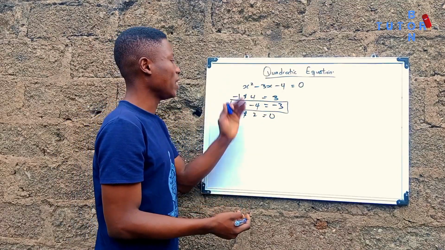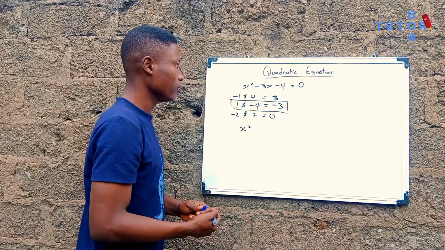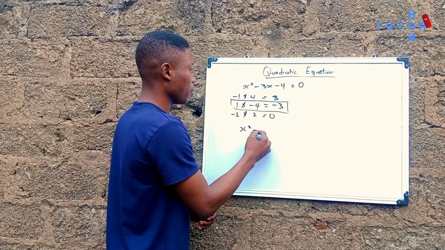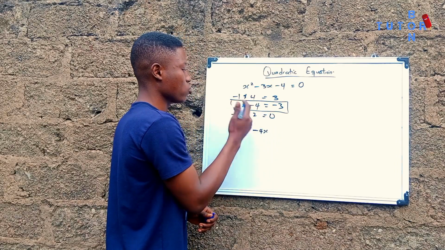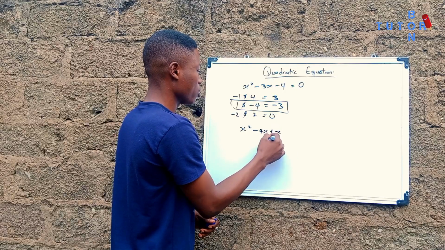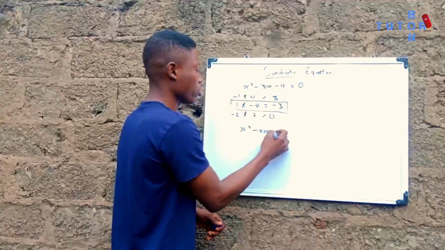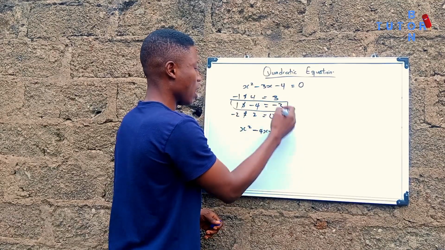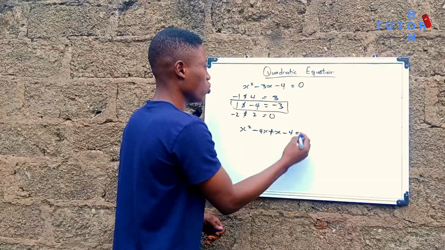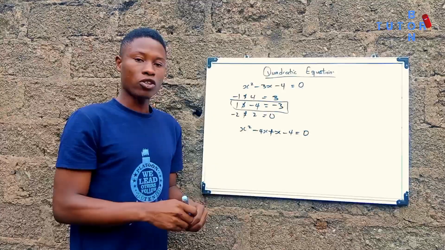That means we need to rewrite this equation by saying x squared minus 4x, you multiply x to both, and also plus x, because the one we are using here is positive, so it is plus x, and you have minus 4 equals 0. Now we have to factorize this. How do you factorize it?